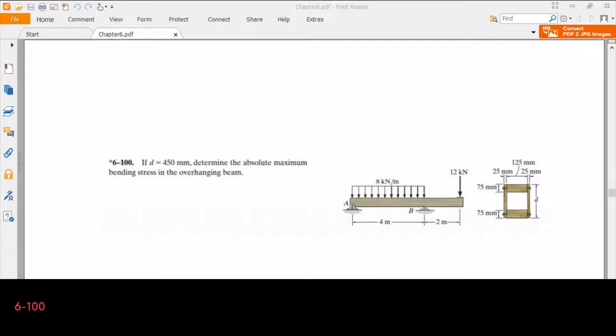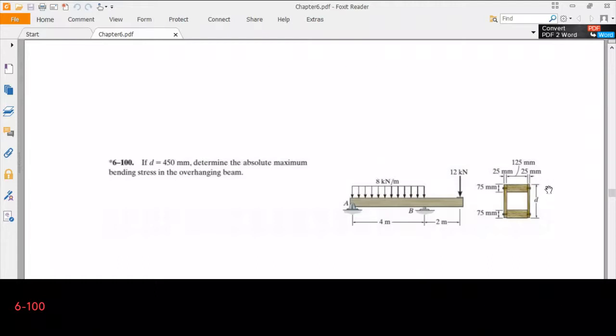Okay, so our question is 6/100. If D is equal to 450 millimeters, determine the absolute maximum bending stress in the overhanging beam. So let's look at the problem. We are asked for the maximum bending stress. In order to find it, we have to find the location of the maximum bending moment. As a result, we have to draw the bending moment distribution.